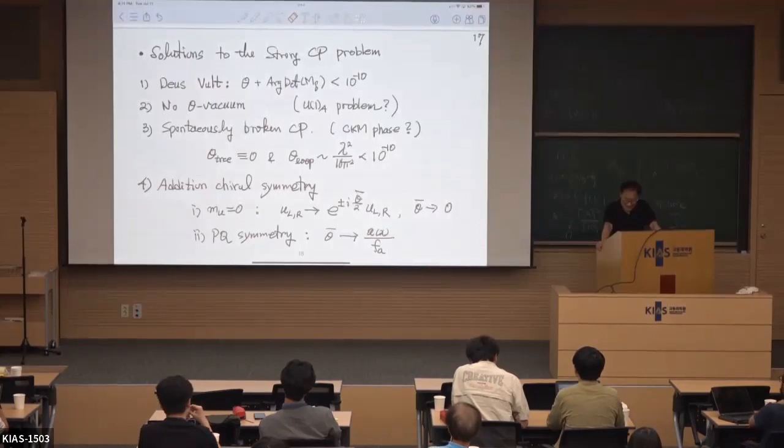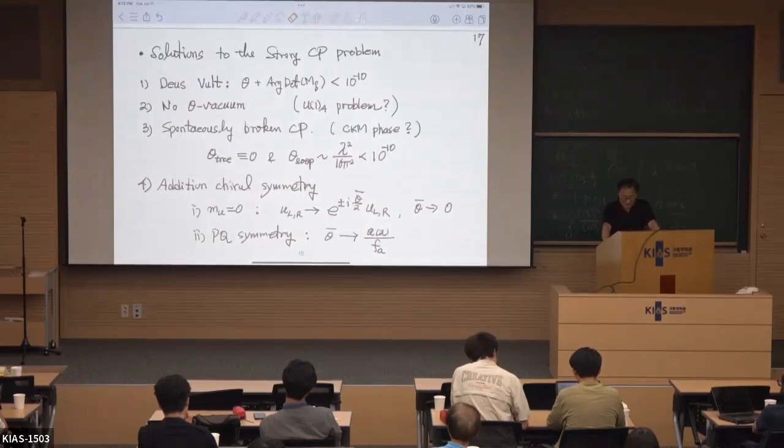Another interesting idea is that probably CP is conserved in the beginning, but it is broken spontaneously, like any other symmetries. So at tree level, theta was vanishing, but at the loop level, it may appear. Then somehow you can make the theta parameter small.